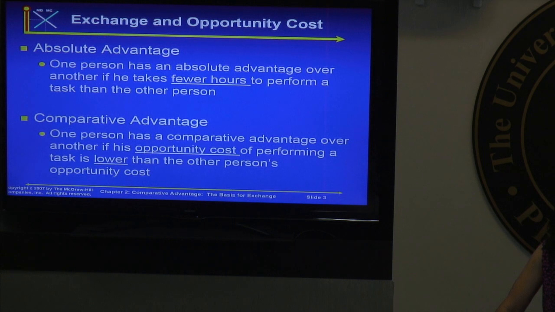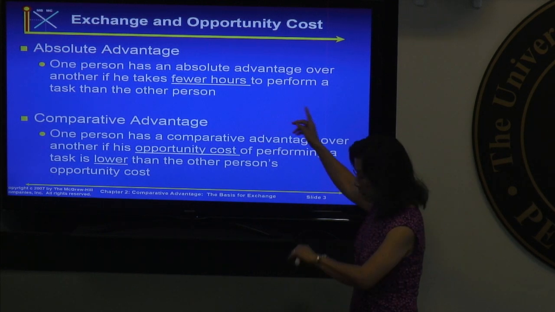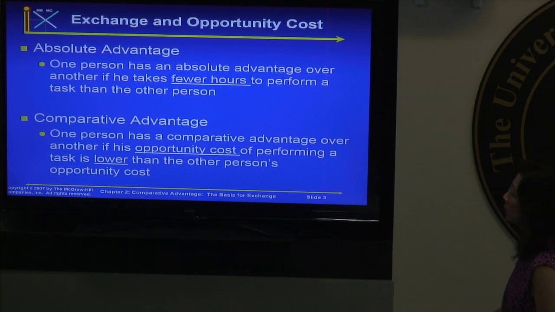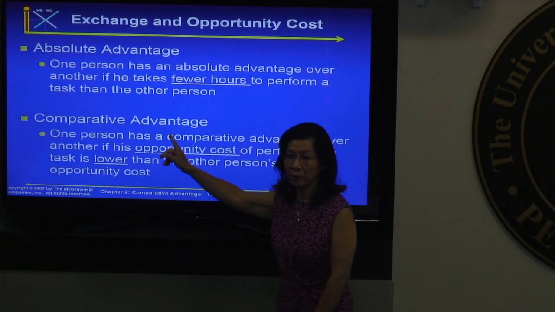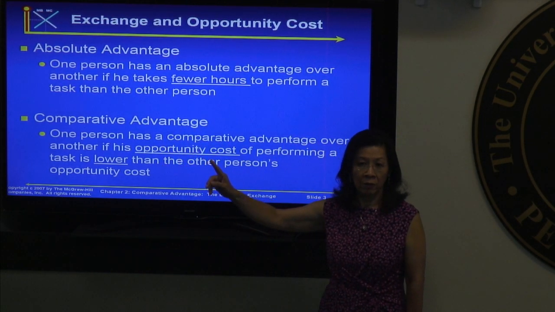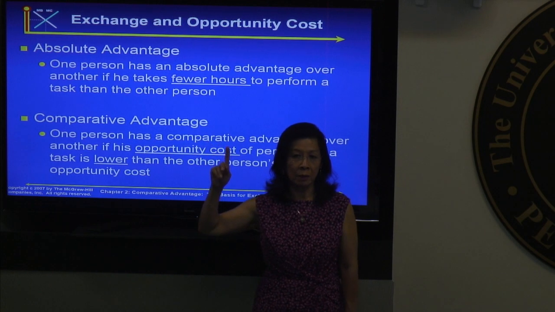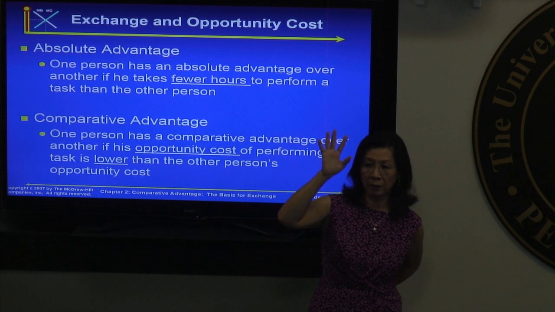So what is really the difference between the two? For example, let's look at the definition. One person has an absolute advantage over another if he takes fewer hours to perform a task than the other person. Okay, for example, how many typists are there in this class?